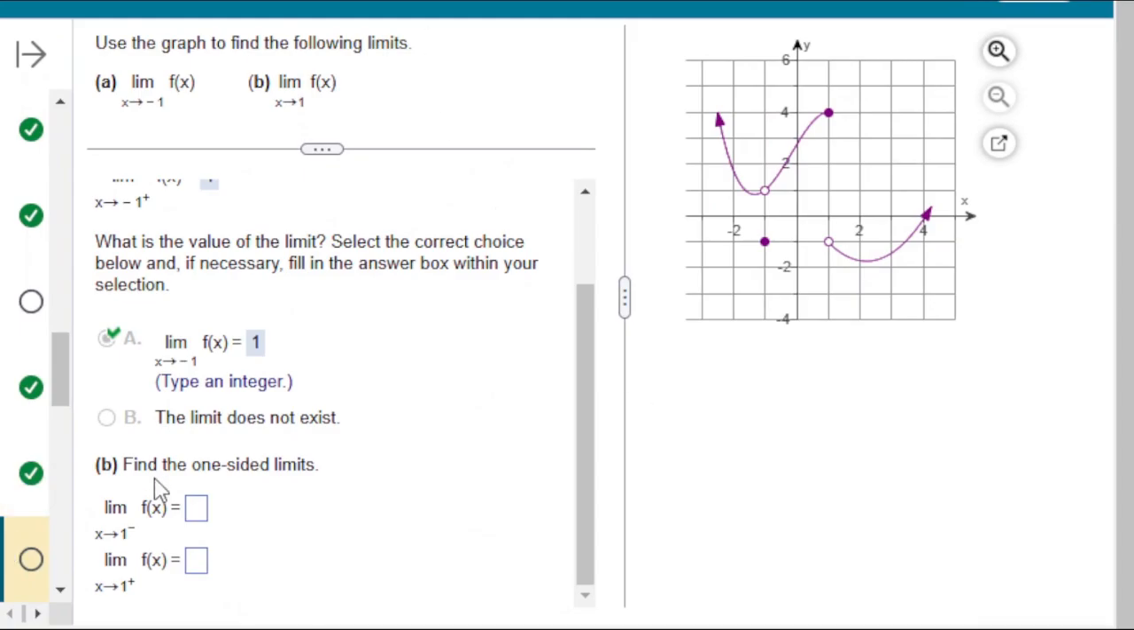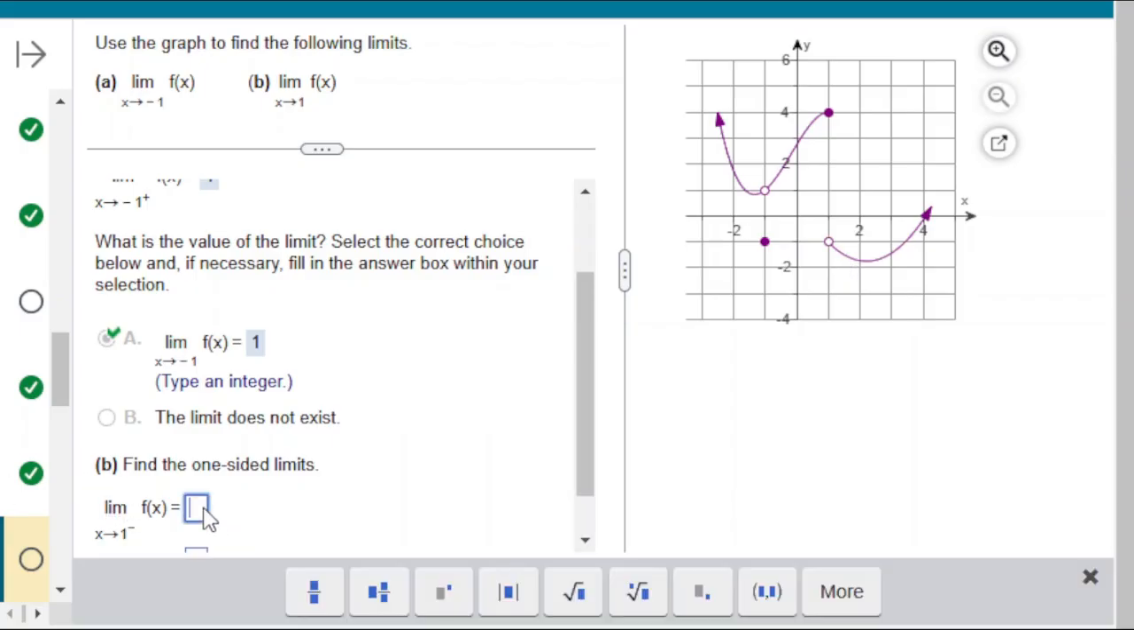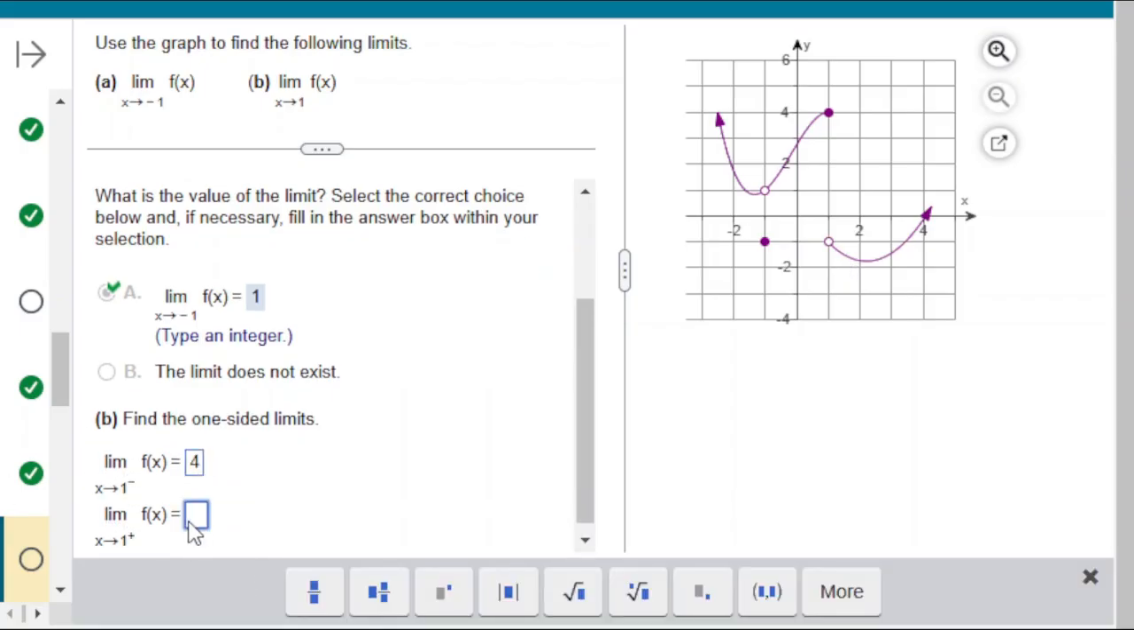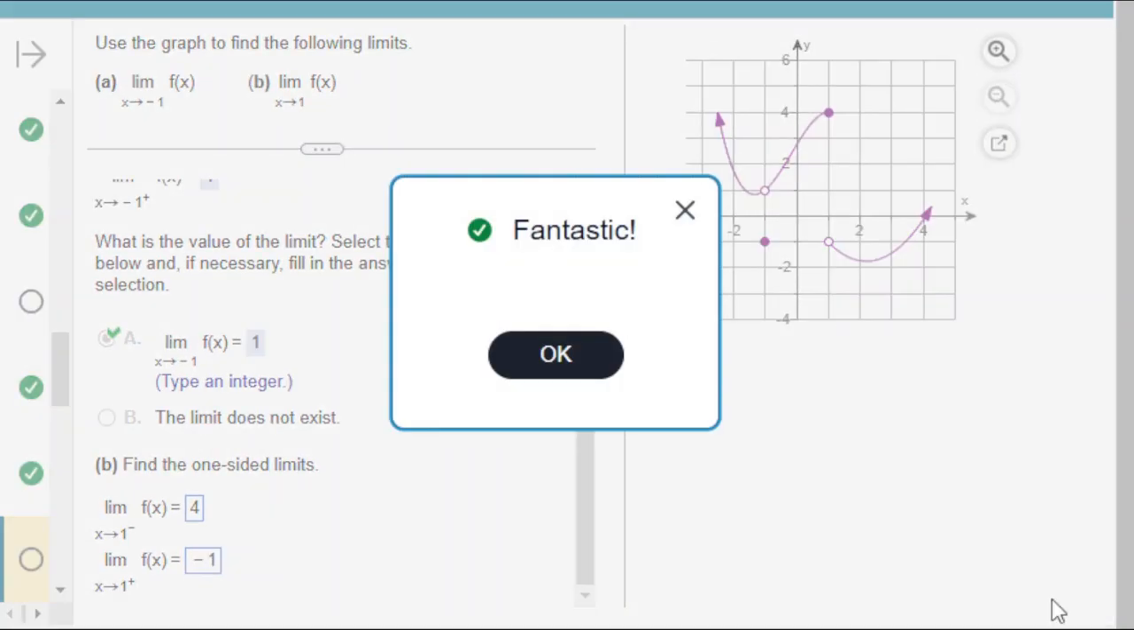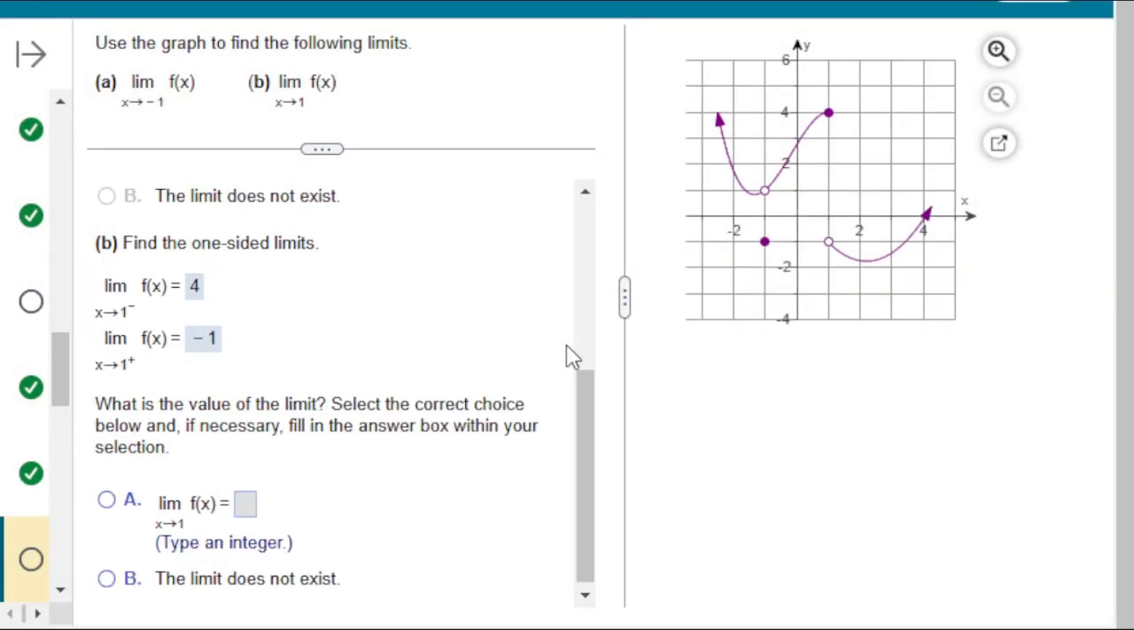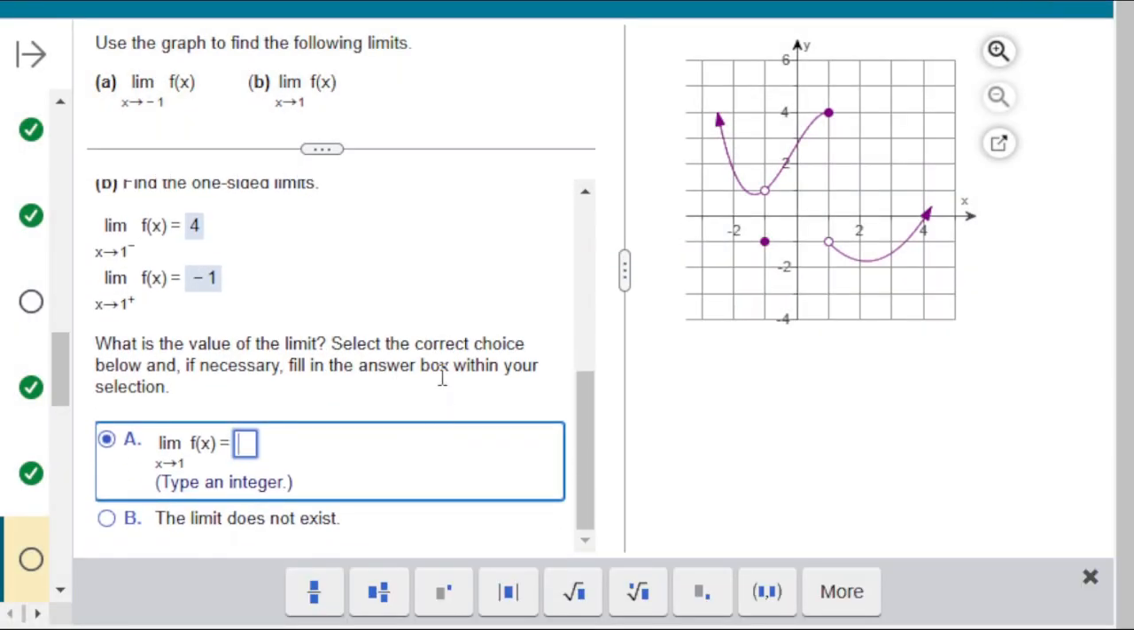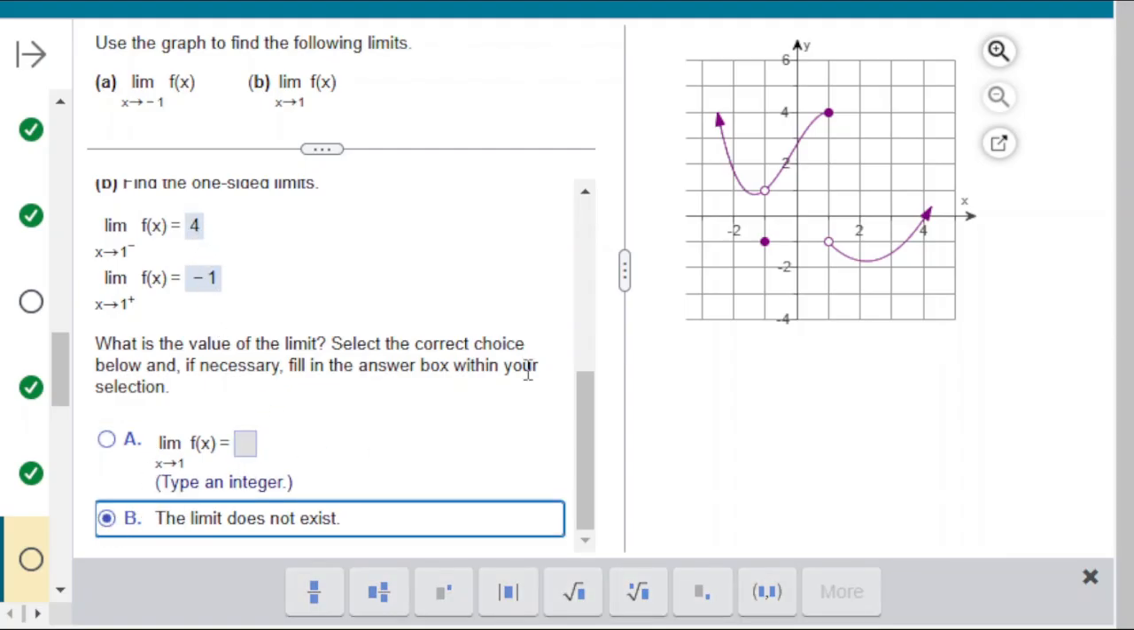Okay, now what about when we approach +1 from the left or +1 from the right? Well, notice when we approach 1 from the left, we're way up here at 4. When we approach 1 from the right, we're down here at -1. So we have 4 and -1. And so again, down here, this one is going to be does not exist, because the left and right hand limits do not agree.